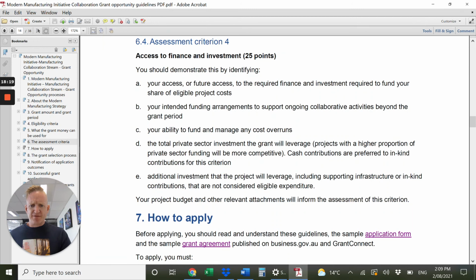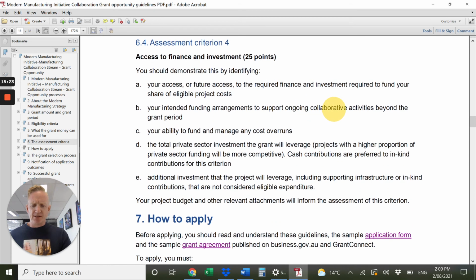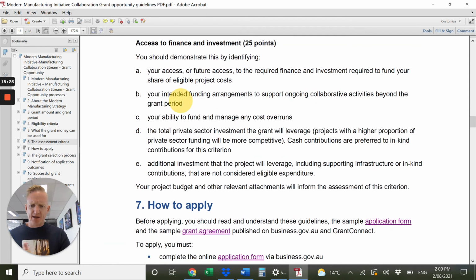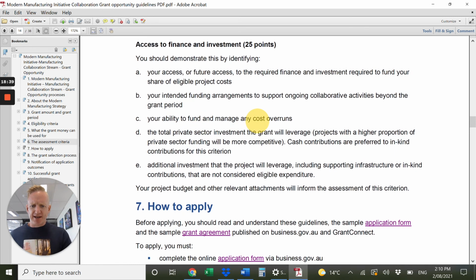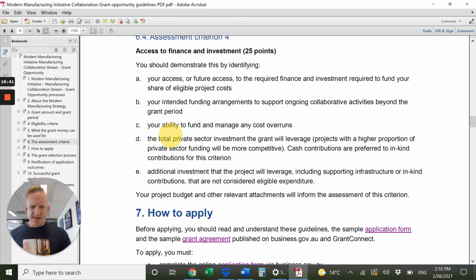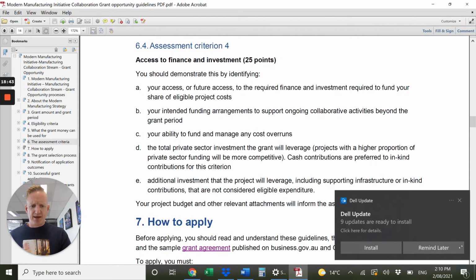Your intended funding arrangements to support ongoing collaborative activities. So once again, who's paying for it? When are they paying it? You'll have a cash flow Excel spreadsheet detailing when each of these payments is going to occur, and who's going to pay it and when. Okay, your ability to fund and manage any cost overrun. Great. So detail that as part of your risk management plan.